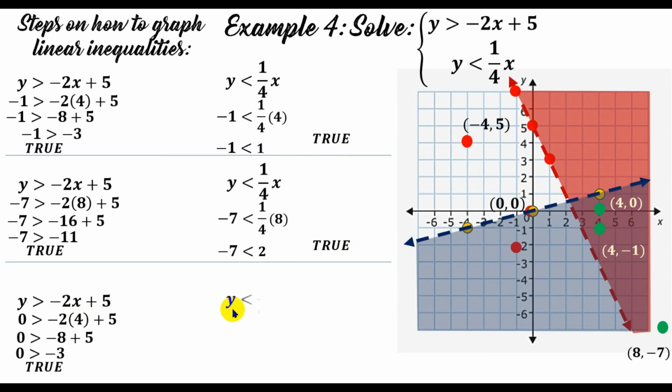For the second linear inequality, y is less than 1/4 x, and our y is 0, x is 4, 1/4 of 4 is positive 1, and 0 is less than 1, that is also true. So, that means na-satisfy po ng mga points na nandito sa double shaded region yung ating dalawang linear inequality sa system. That also means na itong ating graph for this example number 4 is correct. Now, let us proceed to our last example.